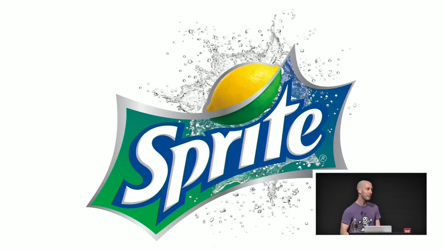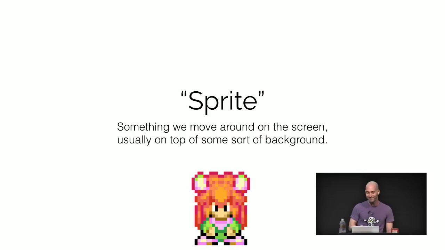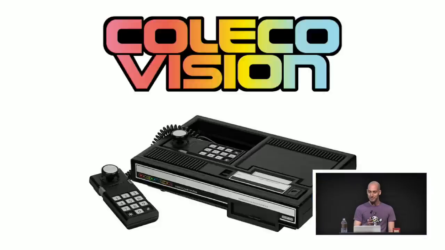Okay, first I want to talk about sprites. Not this kind of sprite, this kind of sprite. So in game dev terms, a sprite is something that we move around on the screen without affecting what's behind it. We have time for a quick history lesson, so hands up if you know why we call them sprites. Yeah, I had no idea, so I looked it up.